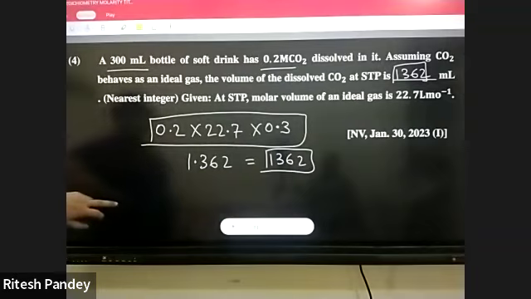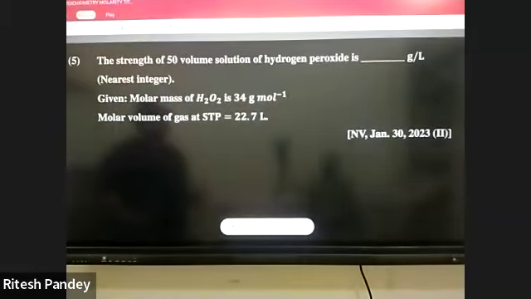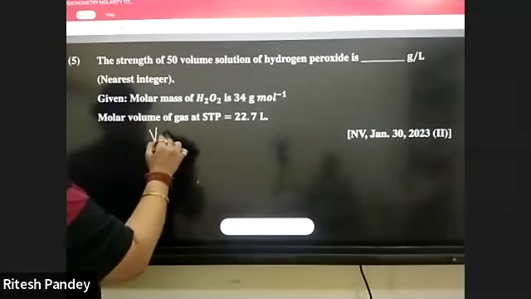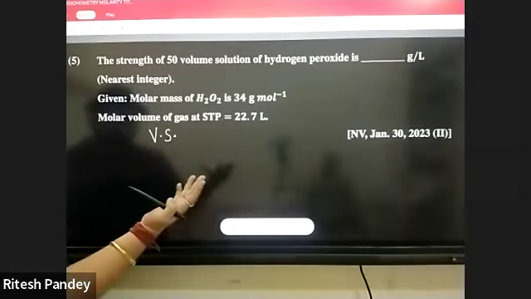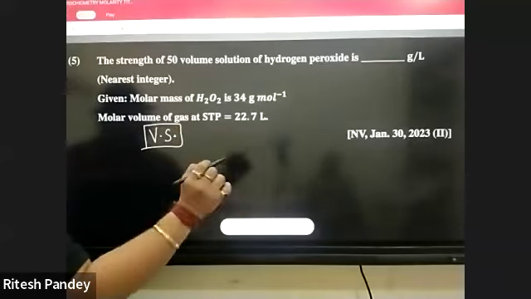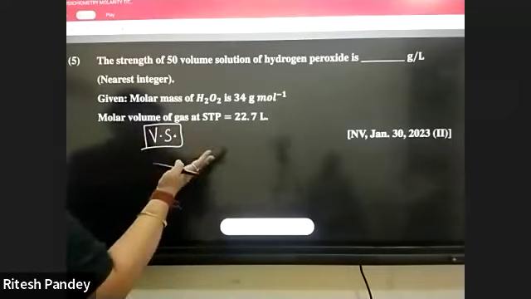Question 5. The strength of 50 volume solution of H2O2. Now, volume strength is something which I have got in some batches. I might not have got in some other batches. Somebody else would have taken the class. If you have a problem in volume strength, please keep a note. You want to speak to me or ping me after the class. I'll send you the video.